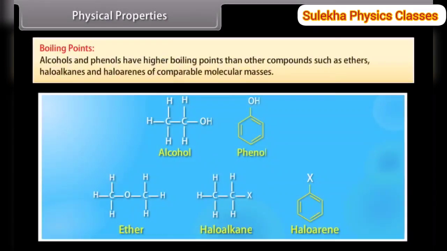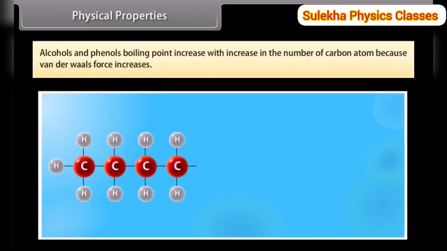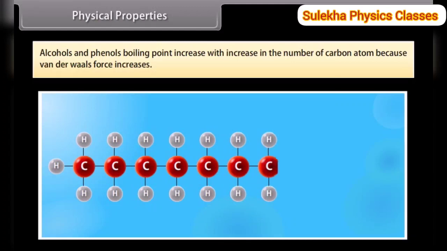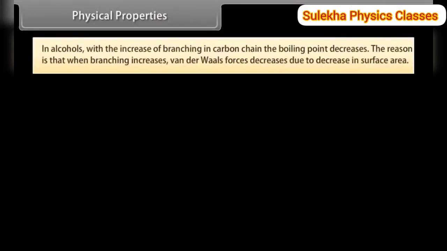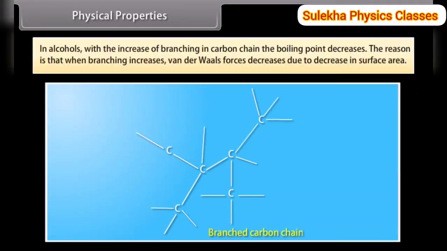Physical properties. Boiling points. Alcohols and phenols have higher boiling points than other compounds such as ethers, haloalkanes and haloarenes of comparable molecular masses. The boiling points of alcohols and phenols increase with increase in the number of carbon atoms because van der Waals force increases. In alcohols, with the increase of branching in the carbon chain, the boiling point decreases. The reason is that when branching increases, van der Waals force decreases due to decrease in surface area.